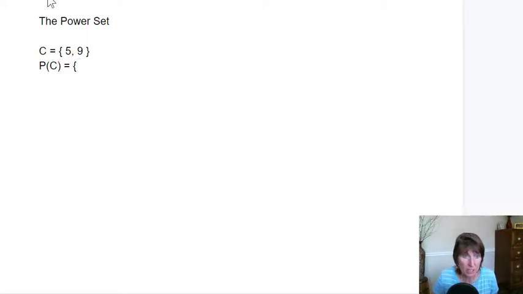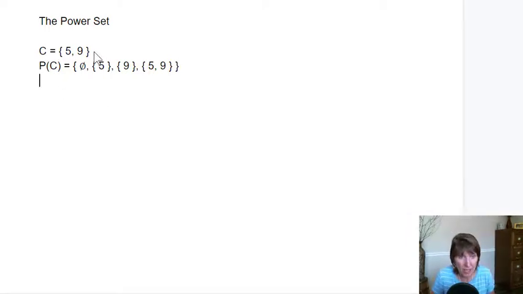So there's the empty set, because we know the empty set is a subset of every set. So that's one element. Then there's the elements that are a set with a single value. So here's the set with the element 5 and the set with the element 9. And then there's the set with the two elements, so 5 and 9. So that is all the subsets of C, and that's the power set.